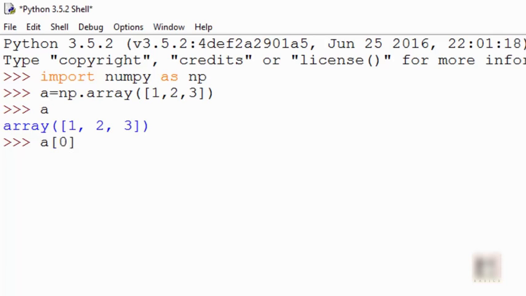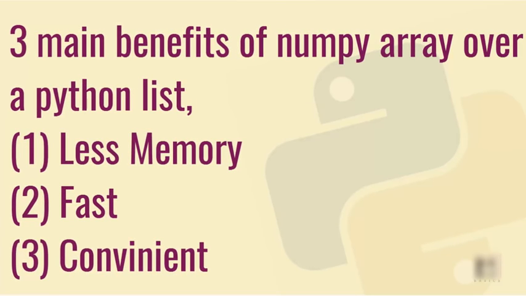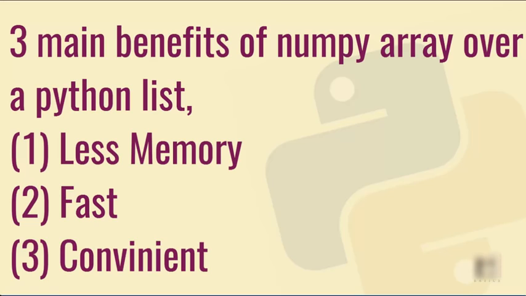If you look into it now, this is sort of similar to a list. It is actually very similar to a list. You can access the elements by index. It looks like a list. So the question is, I already have a list. Why do I need this numpy array? Well, there are several benefits of using numpy array. There are three main benefits. First is it requires less memory. It is fast and convenient, and we'll go over all these three benefits one by one.